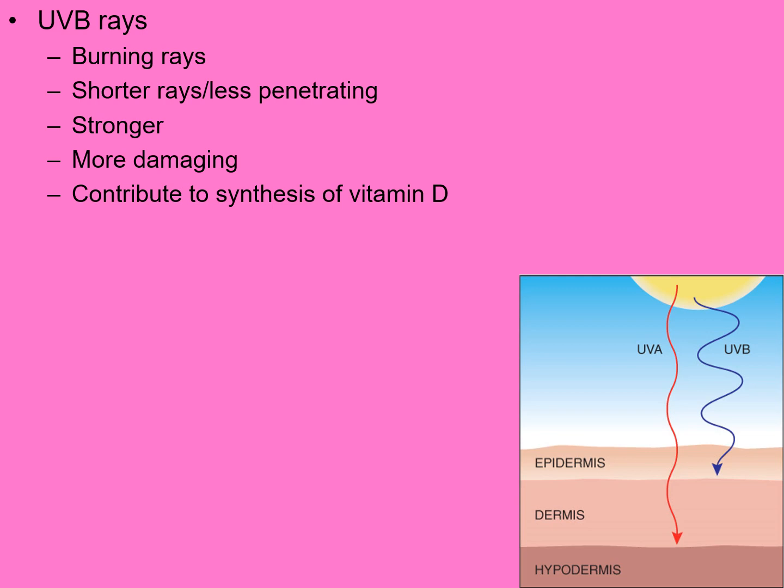UVB rays contribute to synthesis of vitamin D. So even though it gives us our daily dose of vitamin D, which is very important to have in our lives, you just want to control how much exposure you're getting every day. So usually about 20 to 30 minutes out in the sunlight will do you just fine.